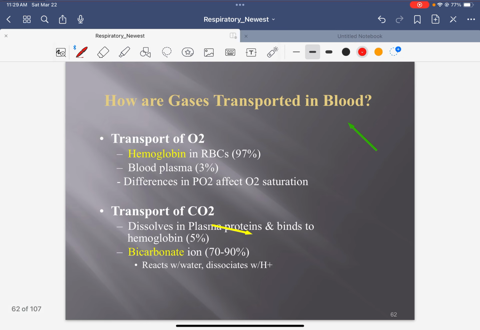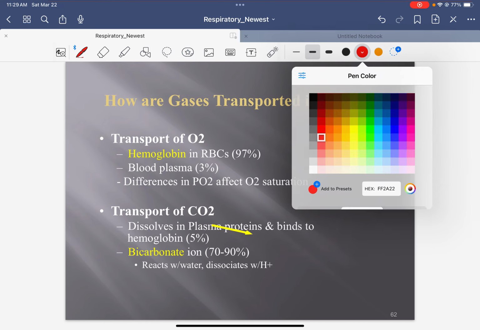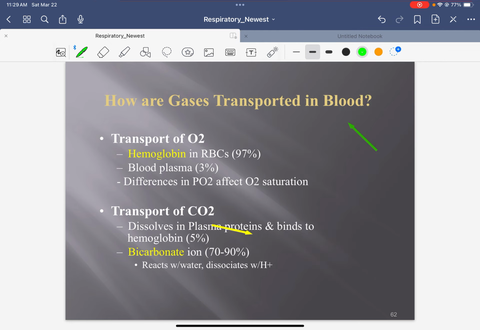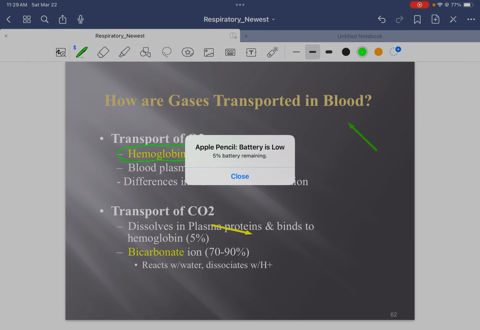So, a quick review of how we transport these gases in the blood. You already know how we transport oxygen. Most of our oxygen is transported as part of hemoglobin on the red blood cell surface. That should be a review for oxygen. What about carbon dioxide? This should also be a review.